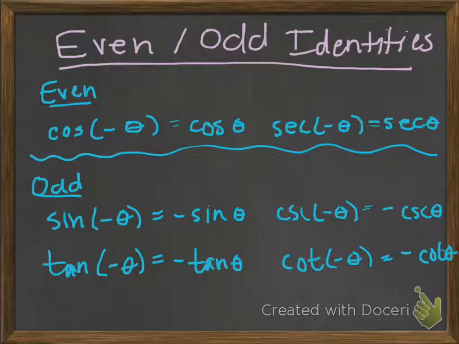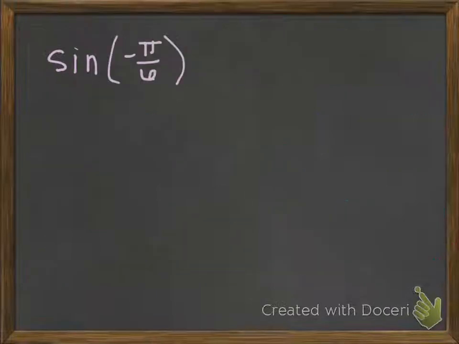So I'm going to show you how to use these even-odd identities. Notice the focus is that we use these when we have negative angles. So for our first example, we have sine of negative pi over 6. Sine is an odd identity, and the identity says if I have a negative angle, which I do, the negative comes out front, and now we're evaluating sine of pi over 6.